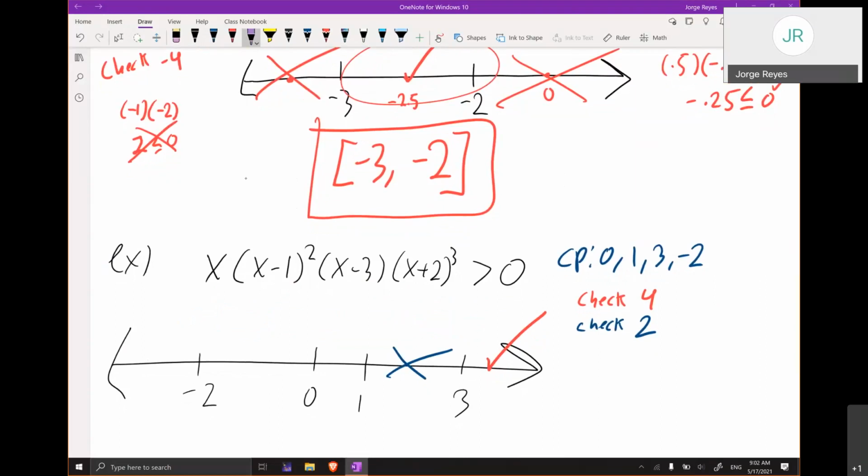Now I'm going to check 1/2. Okay. So this will be a plus. Now here you got to think about it a little bit, right? This will get me a negative 1/2, but it's squared. So actually this term will always be a plus. This will get me a negative number for sure. And then this will get me a positive number. So 3 pluses and a minus is a minus, so this is bad.